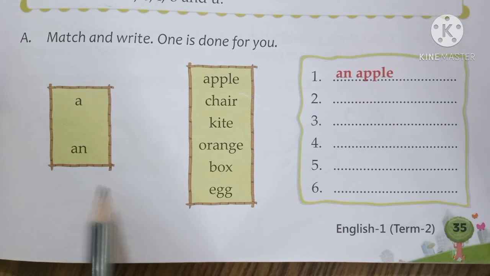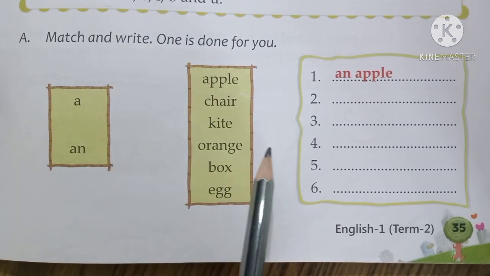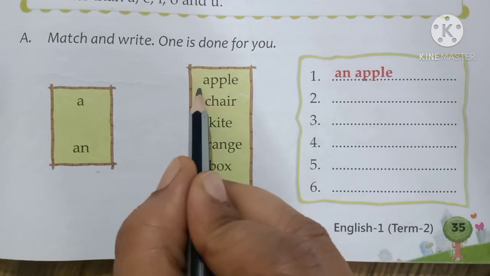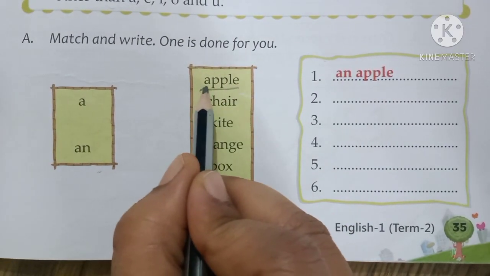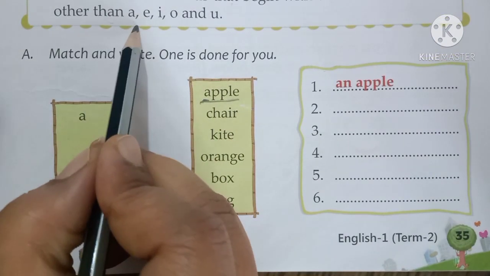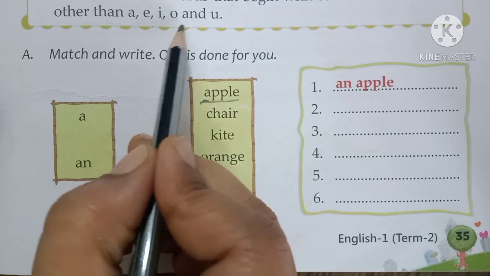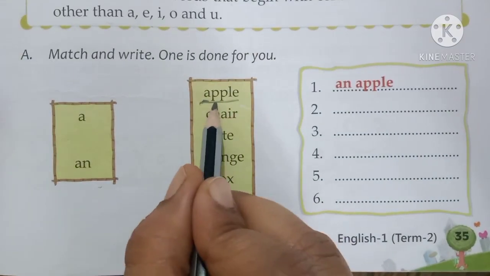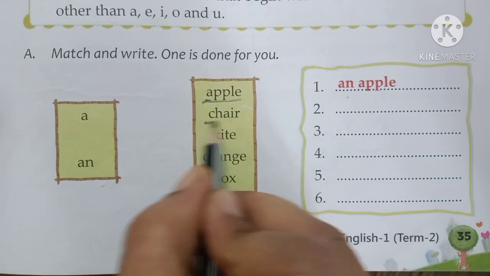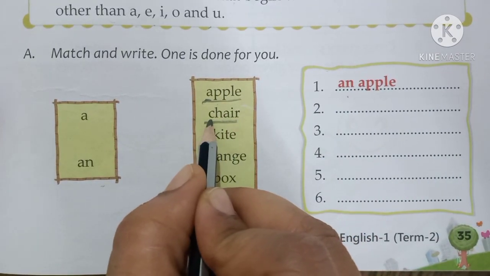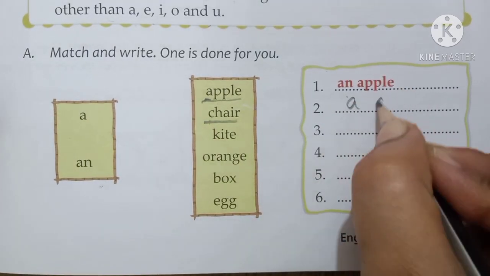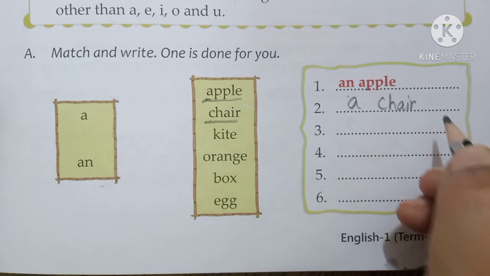Now shall we have match and write here using a or an? Okay, children. First one is apple. Apple is starting with letter A, which is present in the vowel over here. Okay, A, E, I, O, U. So we use an for vowels. Now we have chair. Chair is starting with C, so it's a consonant. We use a chair. C-H-A-I-R, chair.